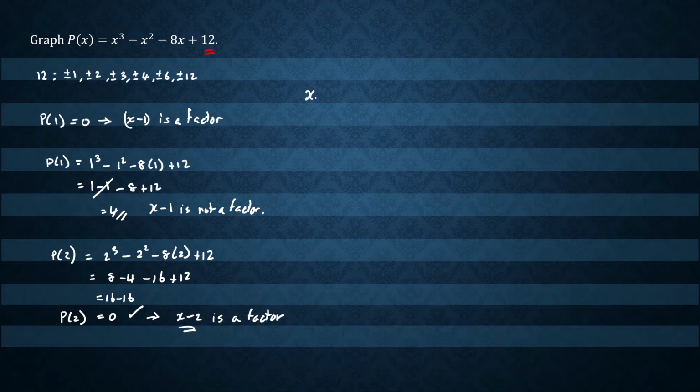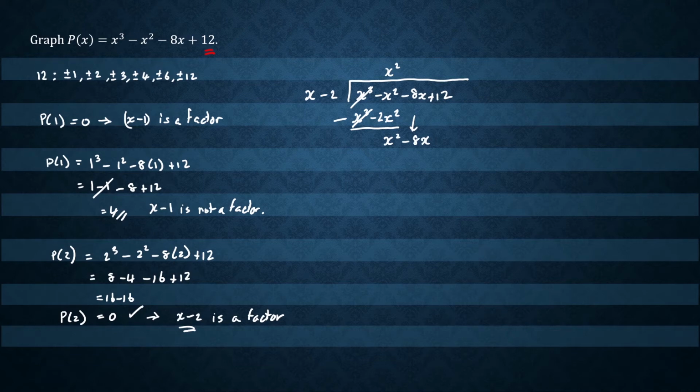We can divide that into our polynomial, and by doing that, we'll get a quadratic factor. So we have x cubed minus x squared minus 8x plus 12. So the first term of the quotient will be x squared. So x squared times x is x cubed. x squared times negative 2, negative 2x squared. And when we subtract, the x cubed will cancel. Negative x squared plus 2x squared will be x squared. So bring down the negative 8x.